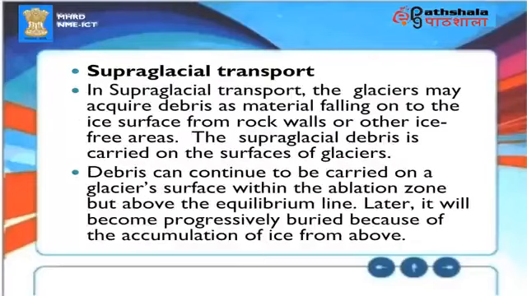Supraglacial transport. In supraglacial transport, the glaciers may acquire debris as material falling onto the ice surface from rock walls or other ice-free areas. The supraglacial debris is carried on the surfaces of glaciers. Debris can continue to be carried on a glacier surface within the ablation zone, but above the equilibrium line. Later, it will become progressively buried because of the accumulation of ice from above.